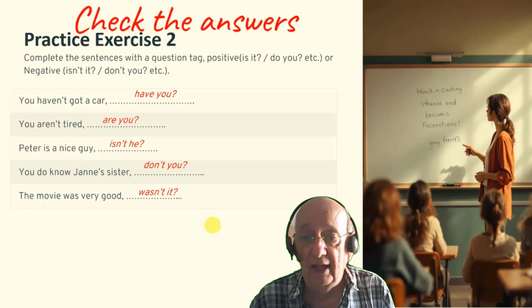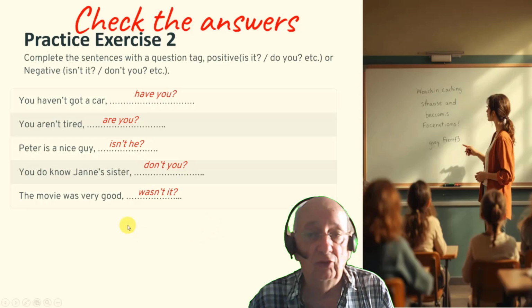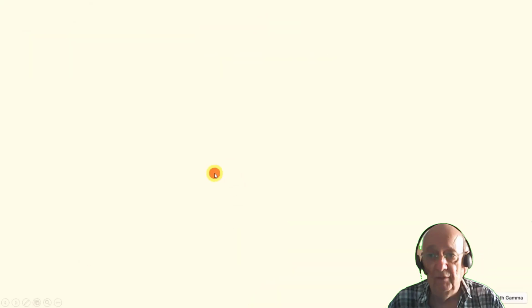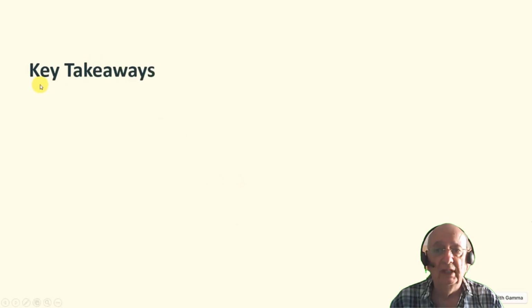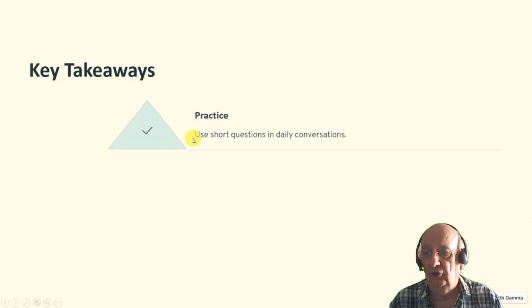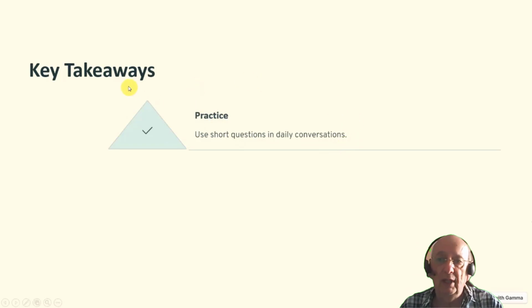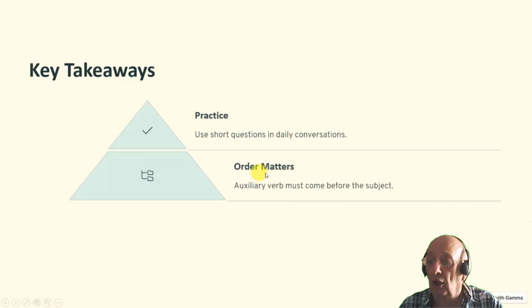Righto, guys. With that said now, it is time to move on to the last section of the lesson. Okay, like always, the standard format of the lesson is when we reach the end, we have a look at the key takeaways, what made the lesson worthwhile doing. Firstly, practice. Use short questions in daily conversations. Righto, guys, please. You must practice. What we have learned in today's lesson, it is really worth your while to go out and practice it using short questions in daily conversations, guys. It's important to practice. Order matters. The auxiliary verb must come before the subject. Okay, remember that, guys. It's very important.